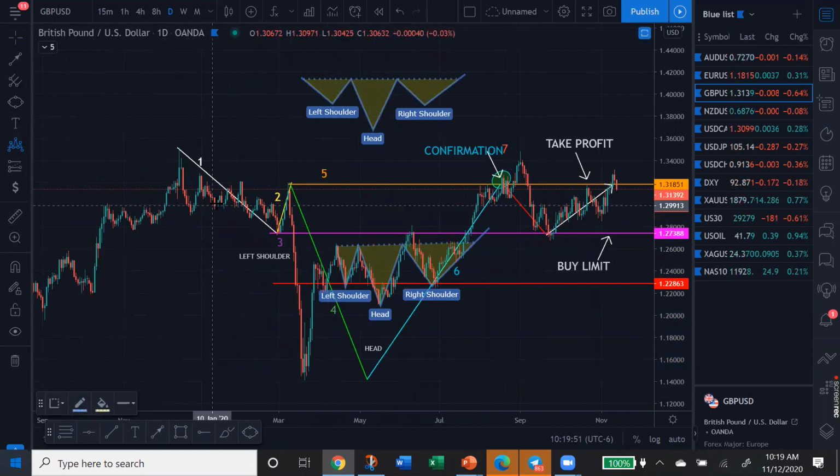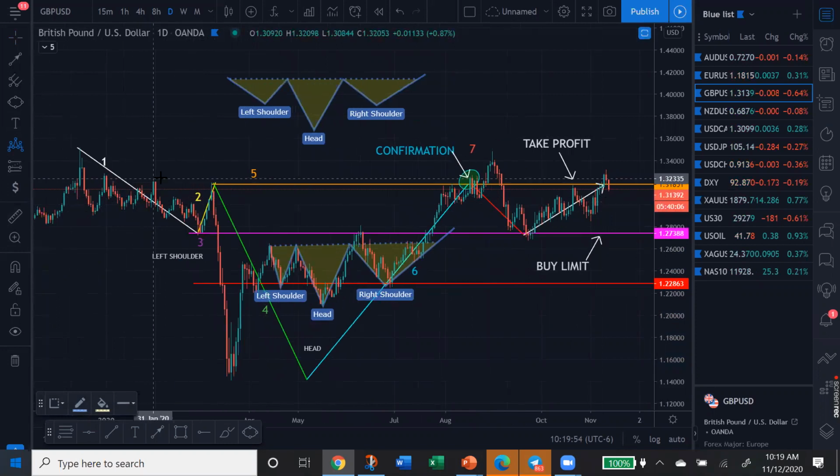You do have multiples here, right? Multiple opportunities. And I'll show you how you can, on a downtrend or uptrend, enter every single one of these left shoulders, because these are all left shoulders, okay?